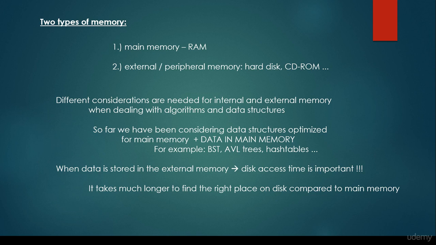But when data is stored in the external memory, then the disk access time is important as well, and it takes much longer to find the right place on disk compared to the main memory. So that's why it's very important to use a different approach, because as we have seen for binary search tree, AVL trees, hash tables and so on, we didn't have to bother about disk access time. We have the data present in the RAM and we just have to use it. But here, this is not the case.